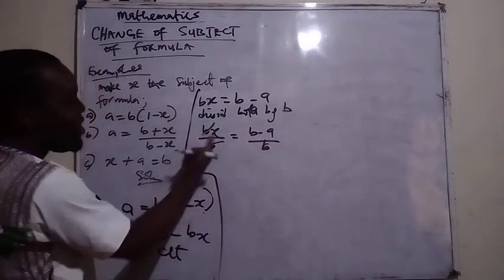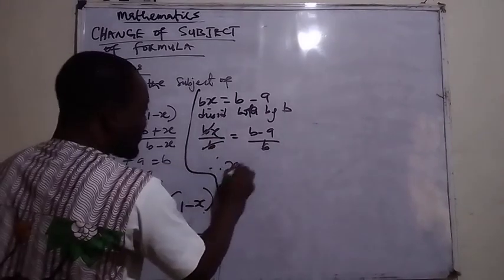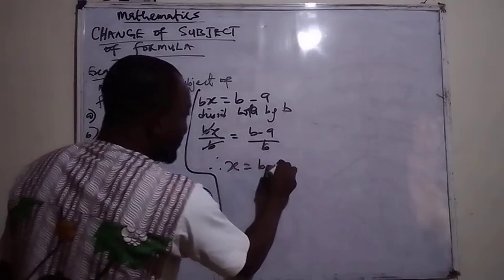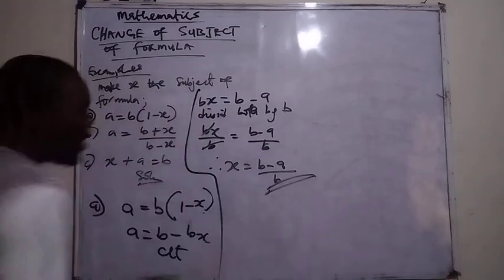Do you get it now? What we are now left with is X standing alone. Therefore, we now say X is equal to B minus A over B. This is our answer. We have succeeded.